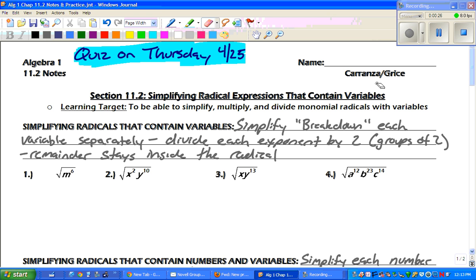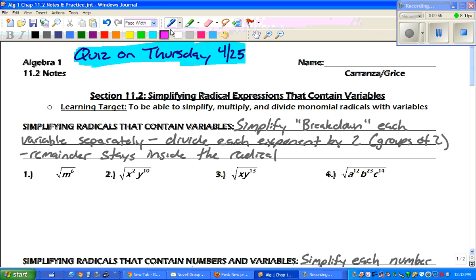Go ahead and write the definition of simplifying radicals that contain variables. Pretty much what it means is to simplify or break down each variable separately. You divide each exponent by 2 in groups of 2, and the remainder stays inside the radical. You might be like, whoa, Mr. Grice, that sounds like Chinese. That's okay. Let's go through a couple examples and you'll start to get the hang of it.